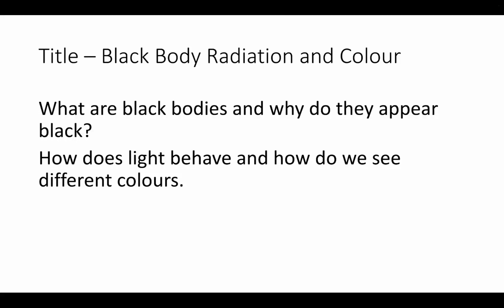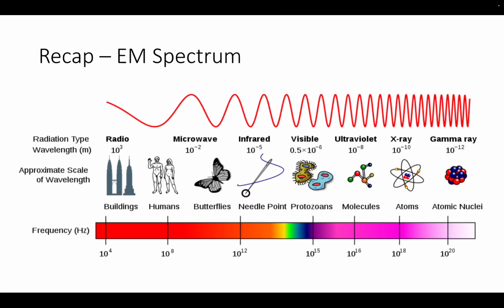Hi there, this is GCSE Waves Lesson 7, and this is blackbody radiation and colour. What are black bodies and why do they appear black? And how does light behave and how do we see different colours?